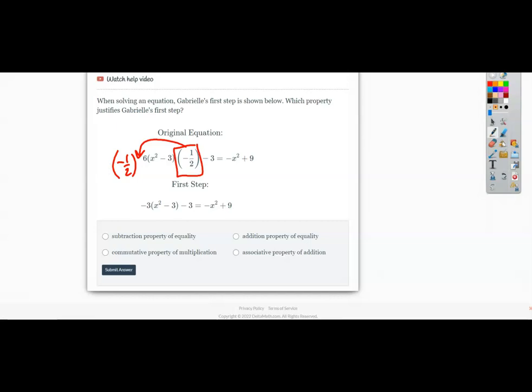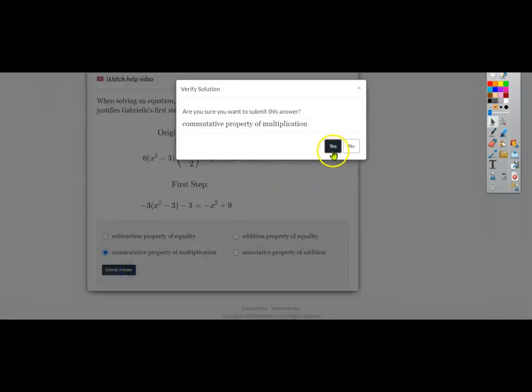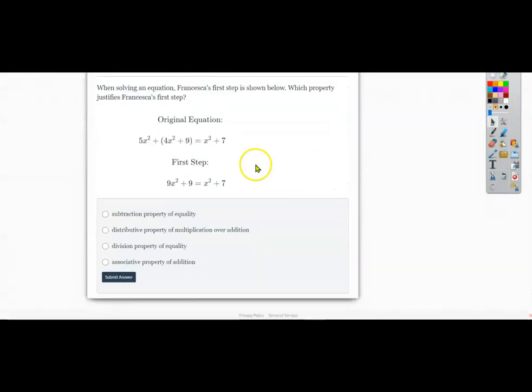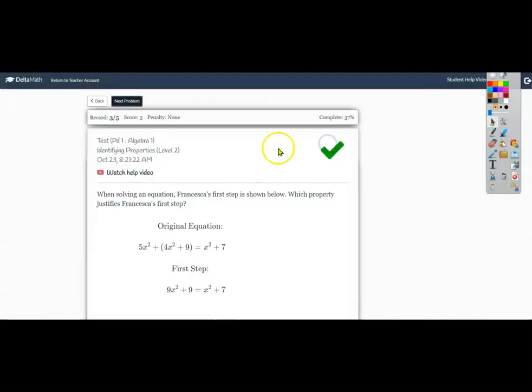When you move an item from one place to another, that is the commutative property. Right? So we're going to move that negative 1/2 in the front, and that will allow us to multiply it by 6. So the commutative property took place. Let's try one more. 5x squared and quantity 4x squared plus 9. It looks like these two were combined, and you can do that by altering the association. So that one is the associative property of addition, or the combining of like terms.